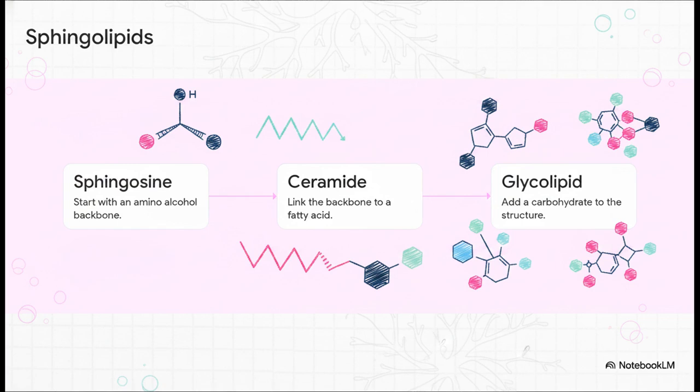Let's move on and see how this builds for our second category, sphingolipids. These are basically assembled like biological Legos. You start out with an amino alcohol called sphingosine. Then you snap on a fatty acid, which creates a ceramide. Finally, if you stick a carbohydrate on top of that, you get a glycolipid, like a ganglioside. As I mentioned, these modular lipids are especially crucial for your nervous system's proper function.